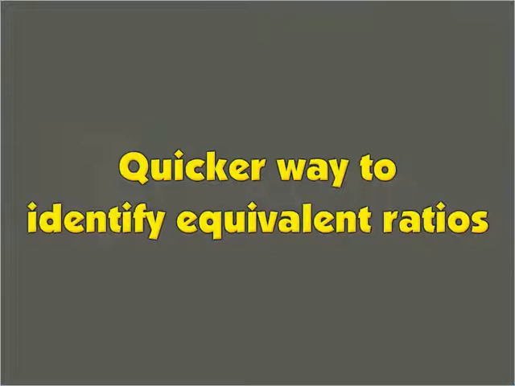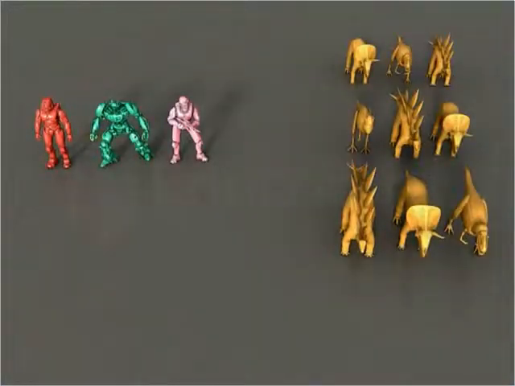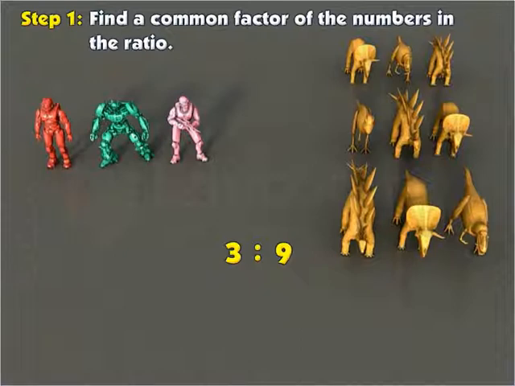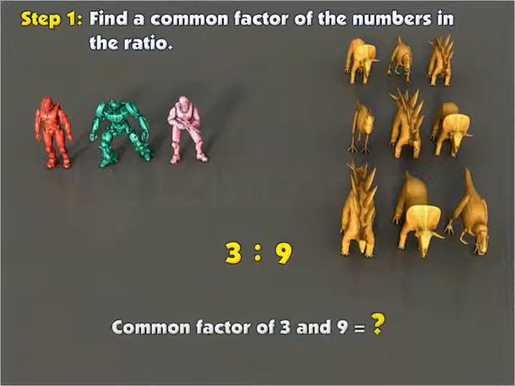Let's see how. Here we have 3 action hero figurines and 9 dinosaur figurines. Hence, their ratio can be expressed as 3:9. Step 1 involves finding a common factor of the numbers in the ratio, or in other words, 3 and 9 in this example. What do you think the common factor of 3 and 9 is? That's right! 3 and 9 can both be divided by 3. Thus, 3 will be their common factor.